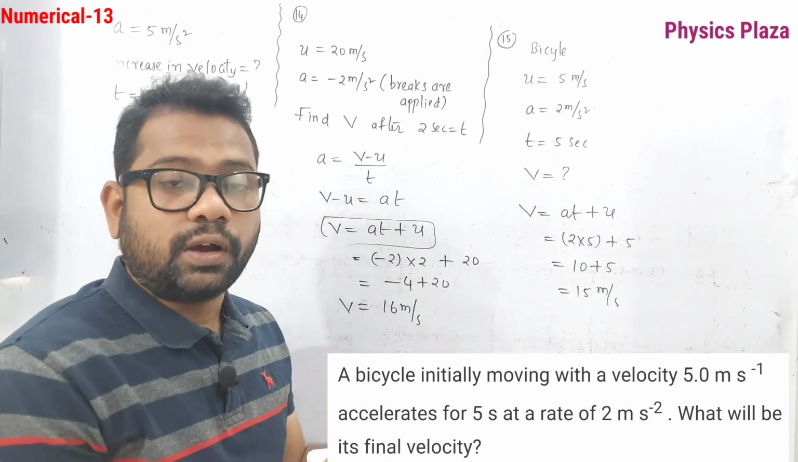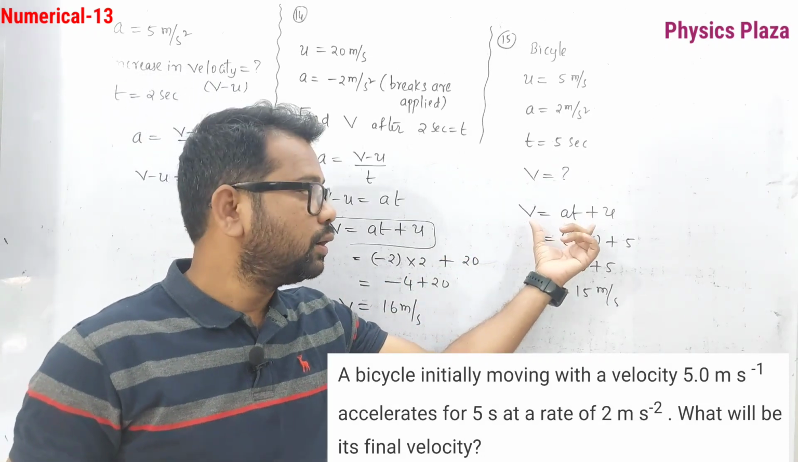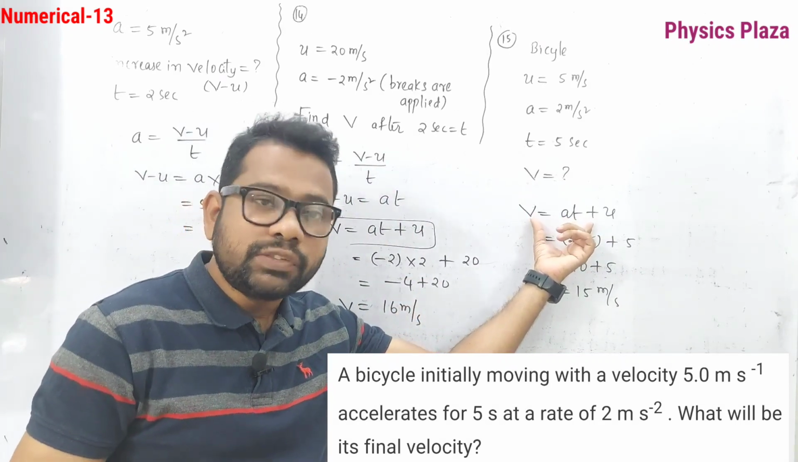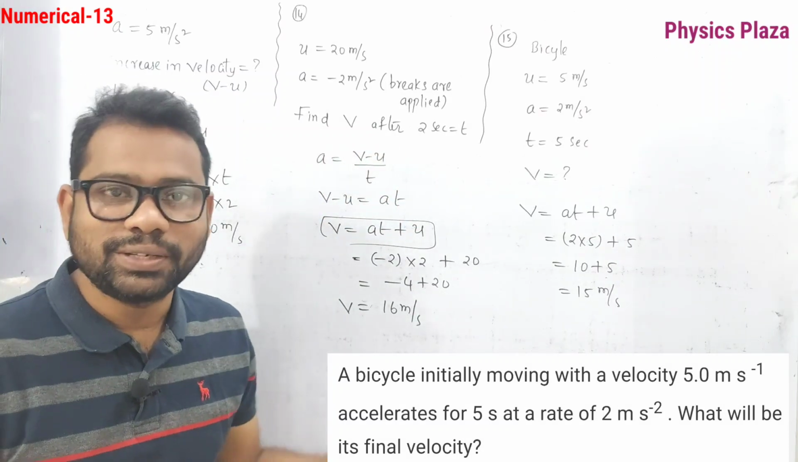Okay, children. Children, this is not a new formula actually. Try to understand. Actually, in the next unit, it's one of the first equation of motion. But this we got from here only. A is equal to V minus U by T. Okay, children. Just copy it.